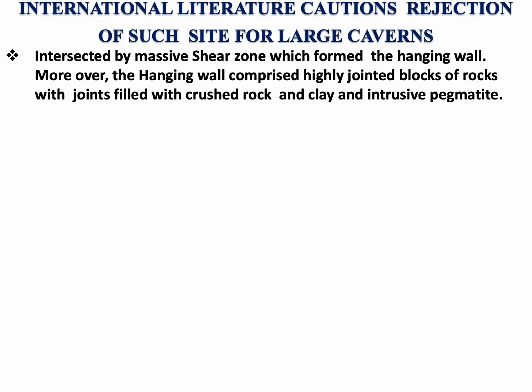Now, international literature cautions against such sites for large caverns, as was seen by us in that flow chart, which mentioned sites intersected by massive shear zone. Talking of the present conditions, it is intersected by a massive shear zone which formed the hanging wall. Moreover, the hanging wall comprised highly jointed blocks of rocks with joints filled with crushed rock and clay and intrusive pegmatite.